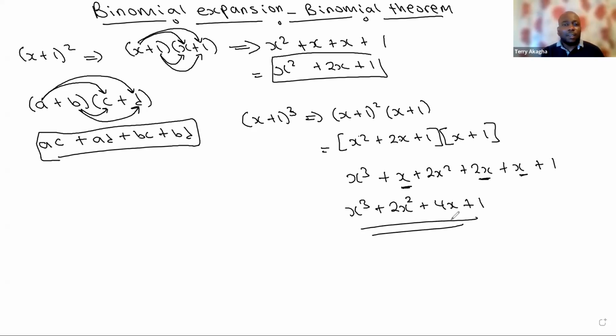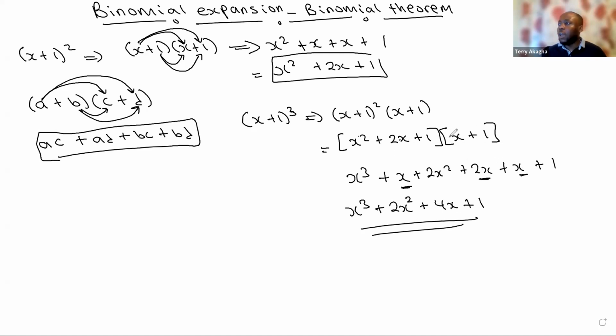Now, that's the answer we've gotten. But the thing that you have to keep in mind is we've done this, okay? Just to remind us, so it's x squared times x will give you x cubed. X squared times 1 will give you x squared. 2x times x will give you 2x squared. 2x times 1 will give you 2x.